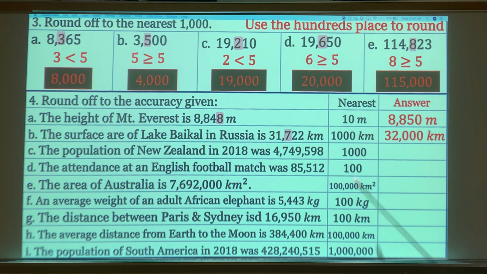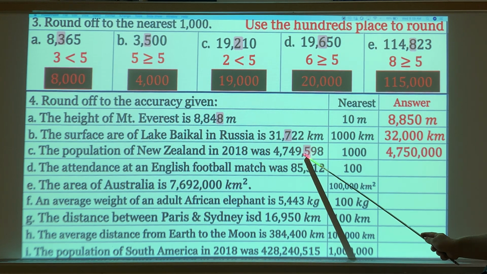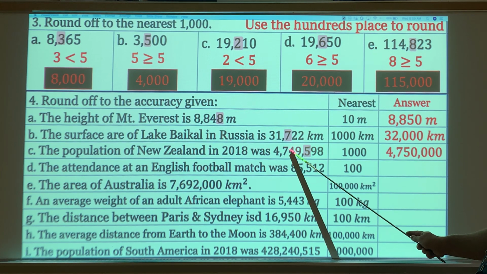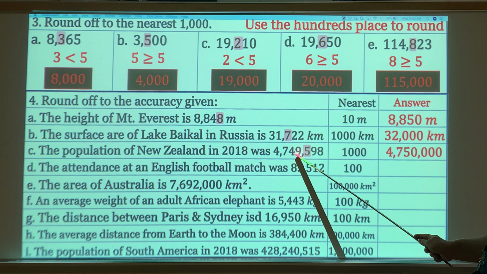We're going to round that to the 1,000s place. We're going to use that 5 to round the 9 up to a 0. Add 1 here, so that's 49 rounds to 50. 4,750,000.